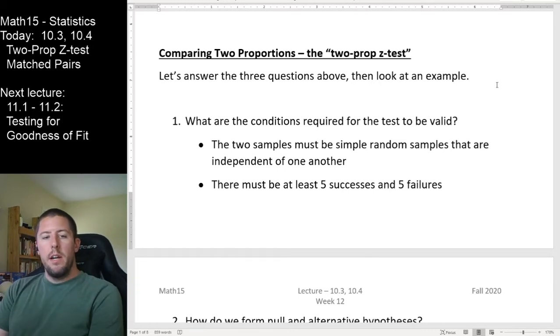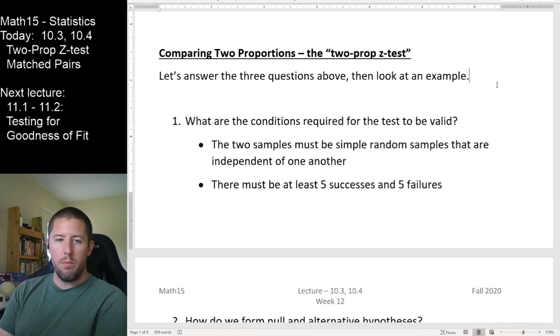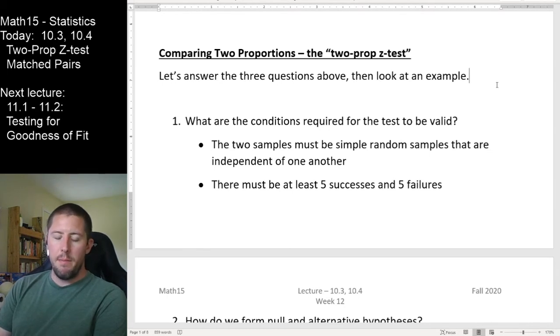The other requirement here that's important is that we need to have at least 5 successes and 5 failures in the sample that was drawn. The reason why this is the case is because we end up getting really screwy results associated with our calculations if we're attempting to look at proportions of very rare events. And I discussed this when we talked about our one proportion situations, and it's the same reasoning here.